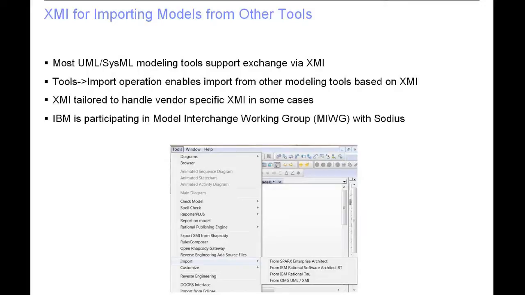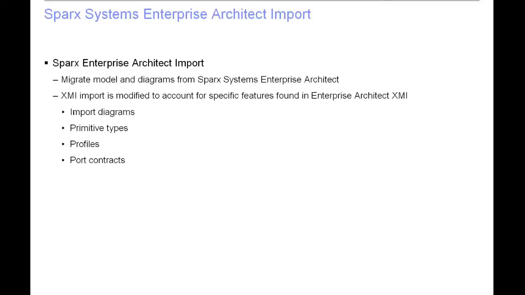And as I mentioned before, this is part of the Tools and Utilities add-on to get the XMI import capabilities. You can go under Tools, Import, and it's a pretty simple operation. You can then choose from a number of different tools. You can see Sparx, Rational Software Architect RT, Rational Tau, and then a generic XMI capability. So it's pretty simple. It comes up, and then you select the file, and the design is brought into Rhapsody. Of course, you have to export your XMI from the other tool first, so it's important that you do that.